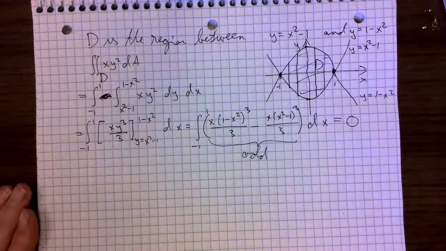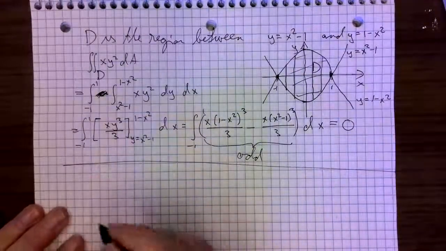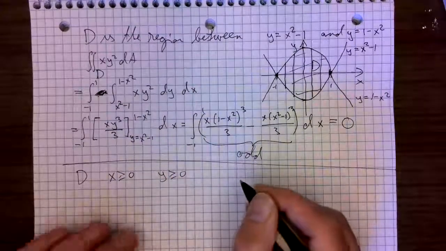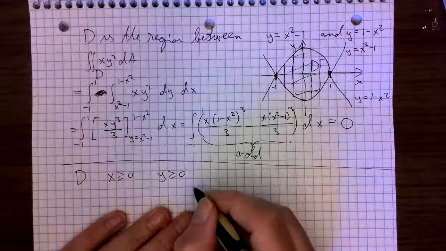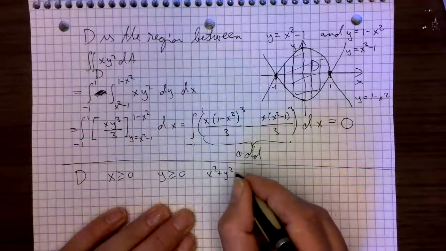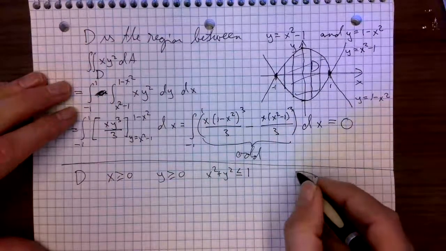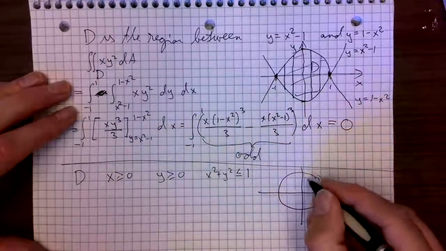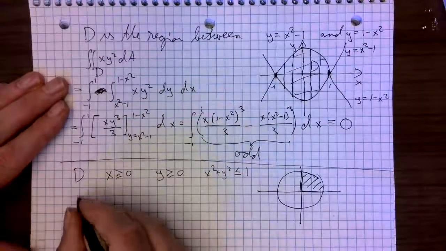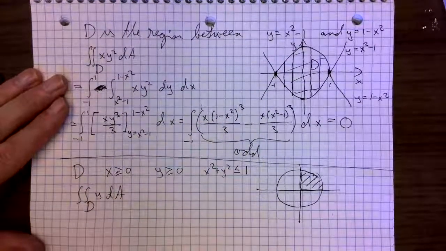Let's do another simple example. Let's suppose that I have the region. Suppose that D is x is positive, y is positive, and let's say x squared plus y squared is less than or equal to 1, right? So what this is telling me is I'm inside the circle, that's this first one, and these two mean this quarter of the circle, right? And now let's integrate over D. Let's integrate y. Just make it really, really simple.